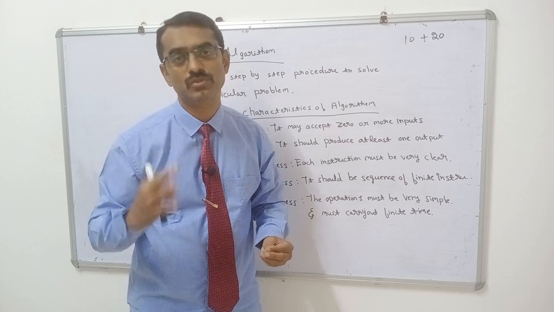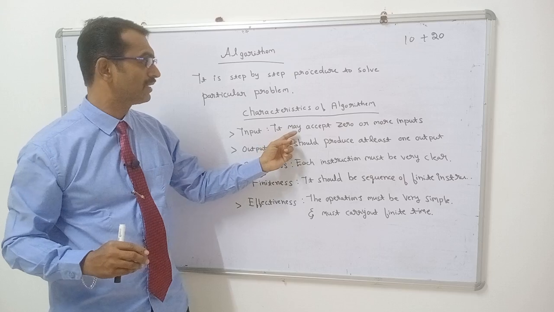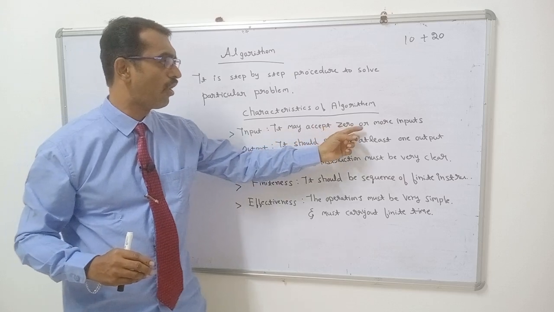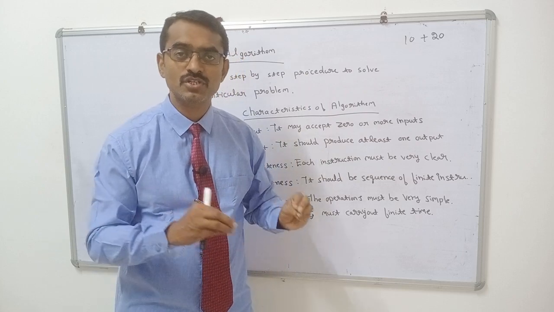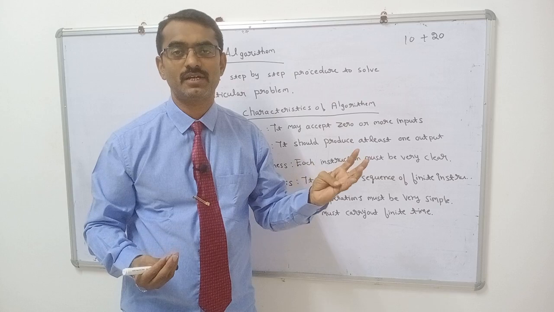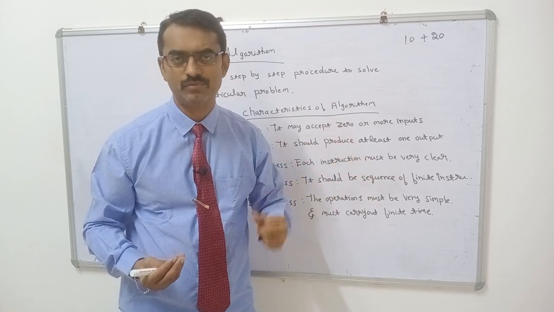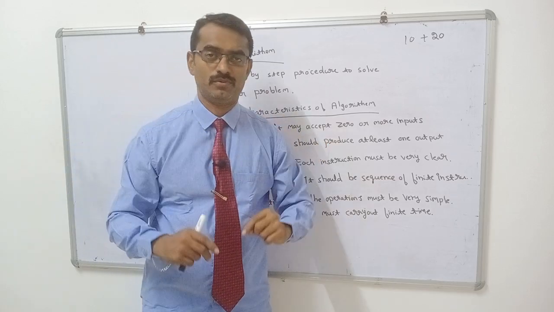But there are some rules. What are the rules? When you are writing an algorithm, it may accept 0 or more inputs. There must be 0 or more inputs. In my case, I have given 10, 20 as an input, right? You can ask me, sir, why is it a 0 input?